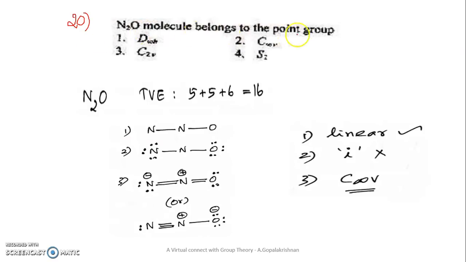N2O molecule belongs to the point group. Now we should identify the point group of the molecule. Listen, to identify the point group, you must know the shape. What is the shape of N2O? How to find out?